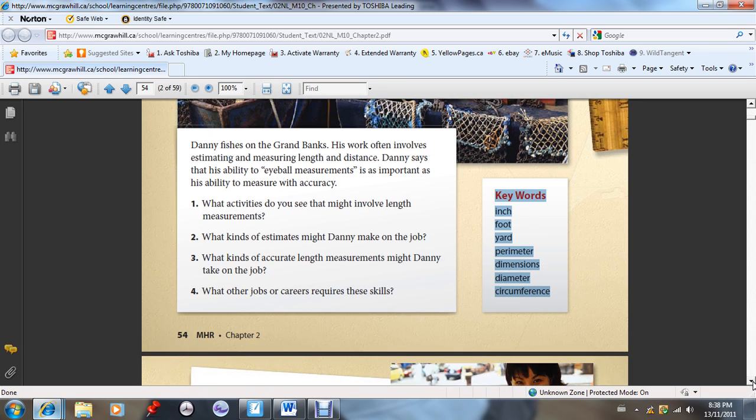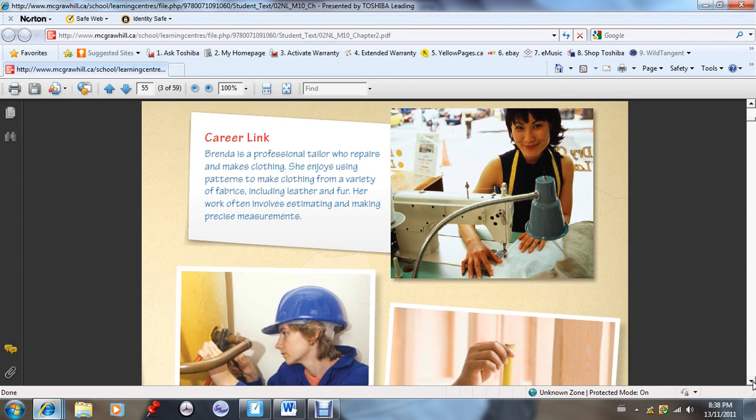Now, back to number 4. What other jobs or careers require these skills? Well, let's go to page 55. It says career link. Brenda is a professional tailor who repairs and makes clothing. She enjoys using patterns to make clothing from a variety of fabrics, including leather and fur. Her work often involves estimating and making precise measurements. Well, you could see her there. She sews as a professional tailor for a living. You see right around her neck is a tape measure, centimeters probably. She has to know the inseams, which is the distance from the floor to the top of your leg. She has to know how to measure arm length.